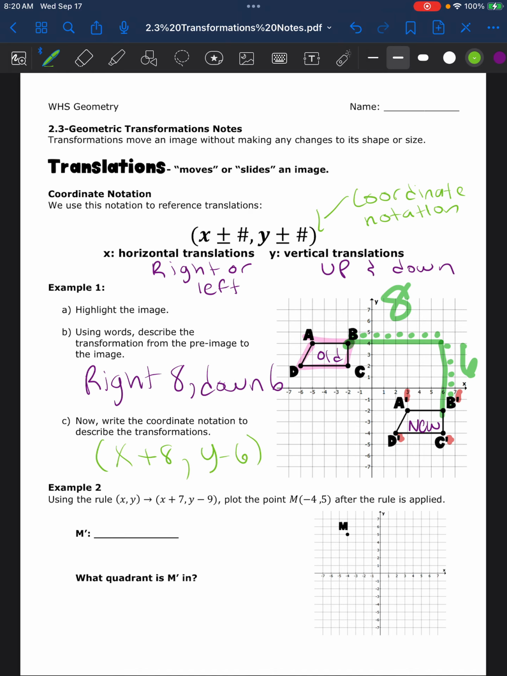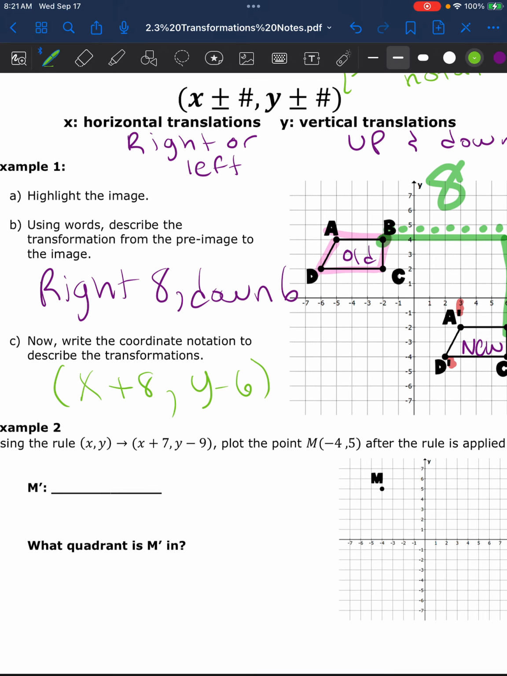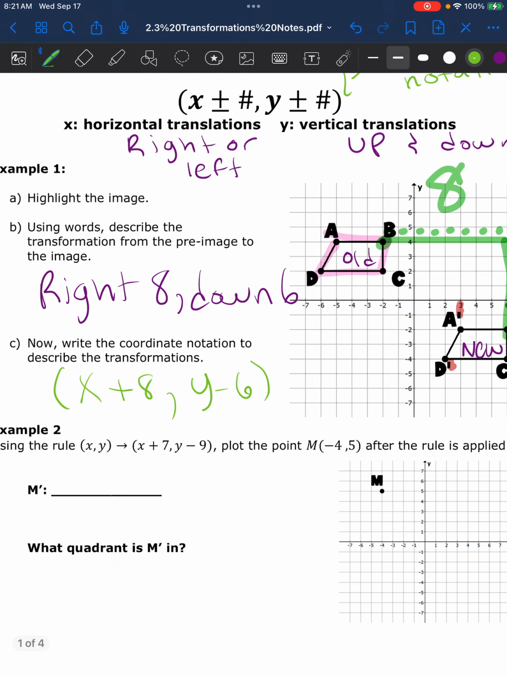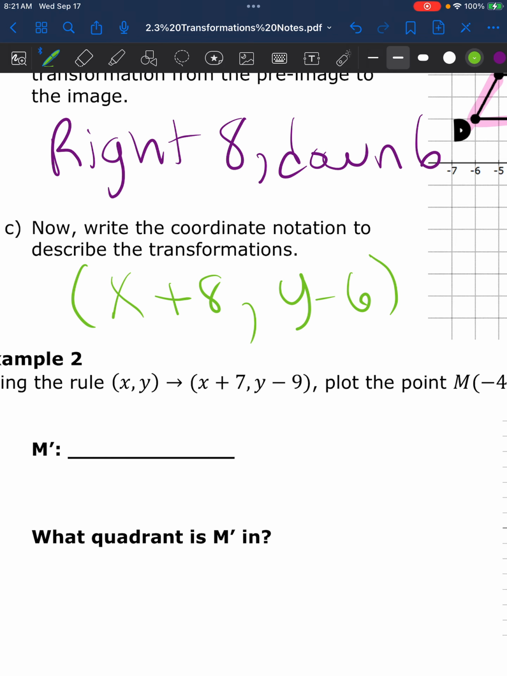Okay, example 2 says using the rule X plus 7, Y minus 9, plot the point negative 4, 5 after the rule. So we already have negative 4, 5 plotted, and then I like to write what I'm doing underneath each thing. So plus 7, we went to the right. And then minus 9, we went down.